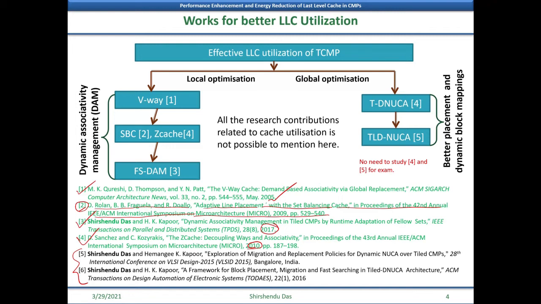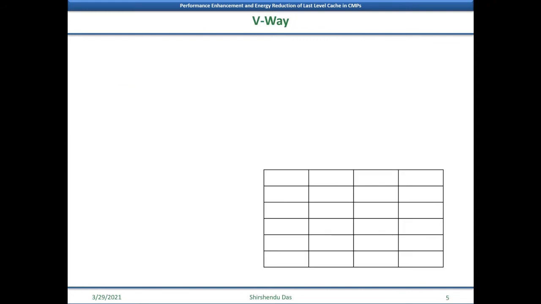But before moving to VUA, what is this term, dynamic associativity management? I think this term is also important to explain. So let us go to the next slide, and first I'll explain what DAM is, and then I'll start with VUA. DAM means dynamic associativity management. Suppose this is a four-way set associative cache.